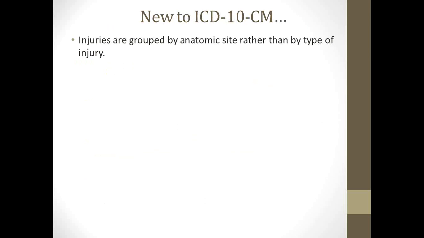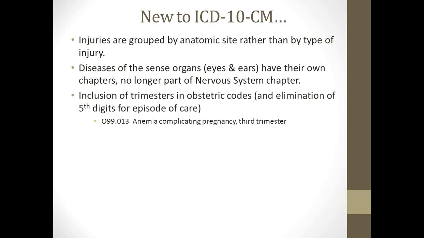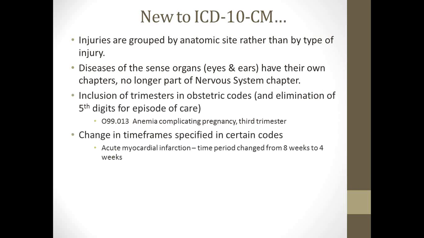Injuries are also going to be grouped by anatomical site rather than type of injury. Diseases of the sense organs, which are your eyes and ears, they actually have their own chapters. They're no longer a part of the nervous system chapter. The inclusion of trimesters in obstetric codes and elimination of 5th digits for episode of care. Change in time frames specified in certain codes.